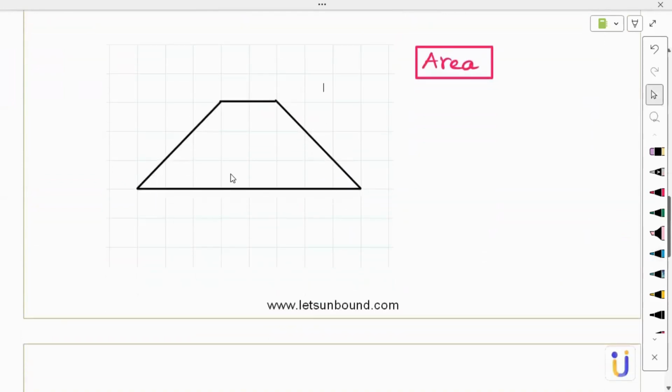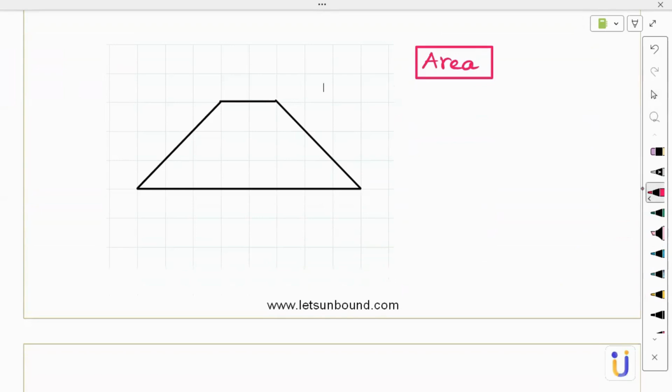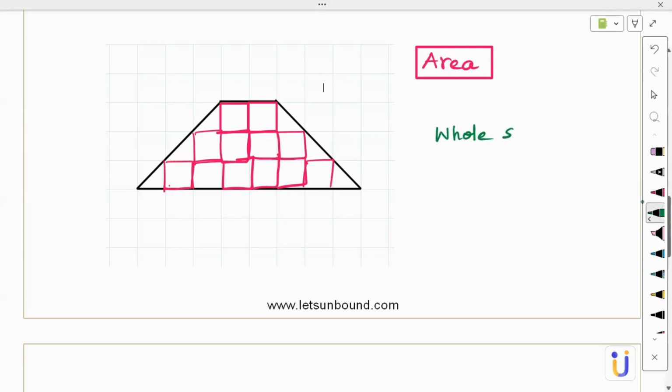Right. Next one. Find the area of this quadrilateral given. It looks like a trapezoid. But by counting the squares, just count it. The full squares you can just mark first. 1, 2. These are full squares. And 3, 4, 5, 6, 7, 8, 9, 10, 11, 12 full squares. So whole squares, or you can say full squares, is 12.